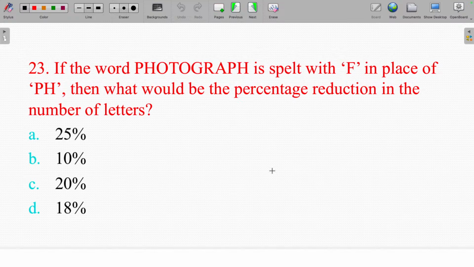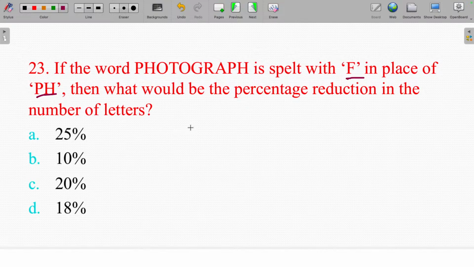If the word photograph is spelt with F in the place of PH, then what would be the percentage reduction in the number of letters? That's the question here. Very simple and easy question. Tell me, in photograph, total how many letters do we have?